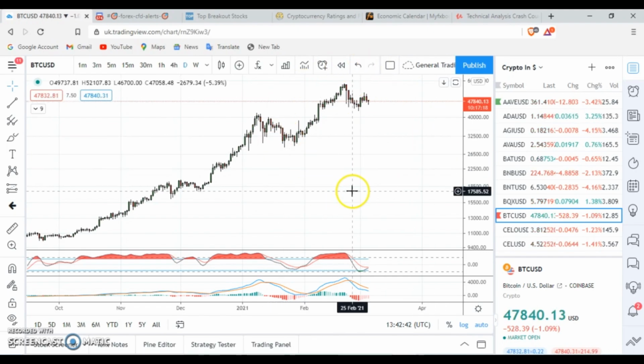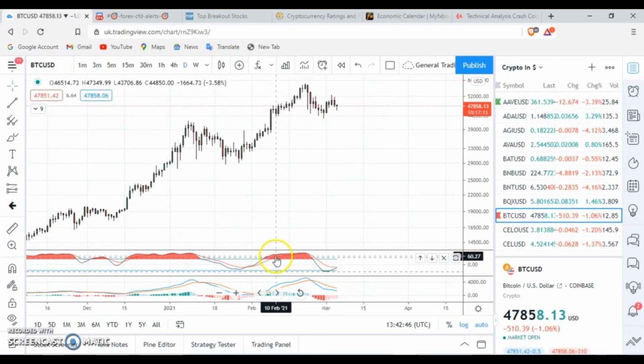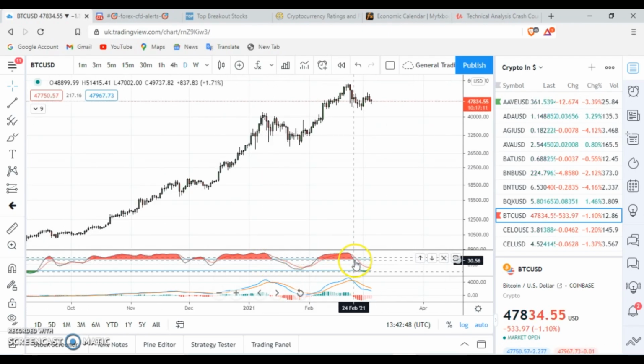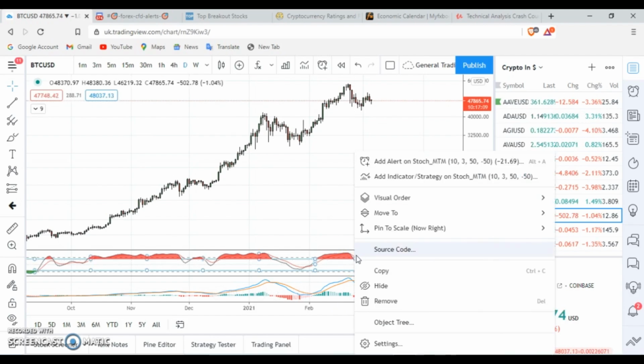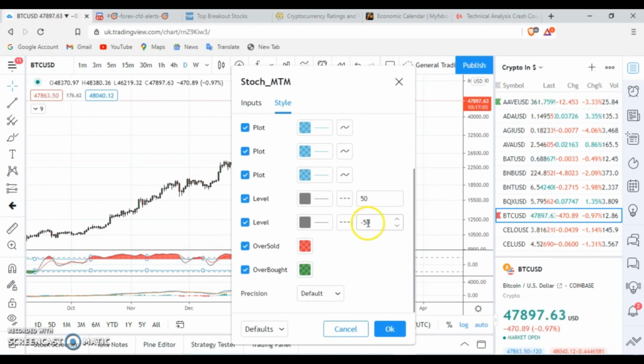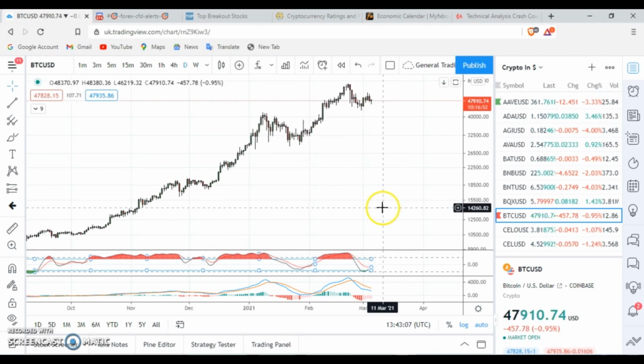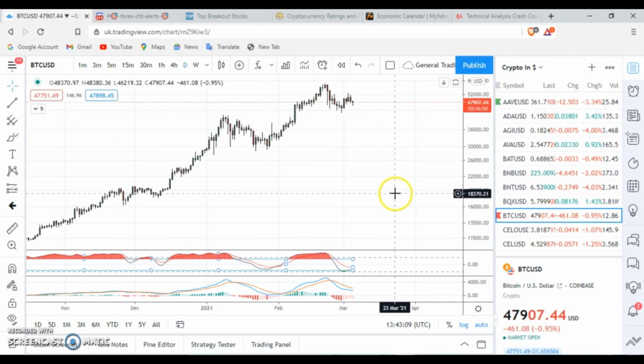So far, TradingView and Stochastic. Basically it's similar to RSI in the sense of overbought, oversold. I go to settings. Again, I like to change this to 50 and minus 50. I think the default is a little bit different, I think it's 40 and minus 40. I like 50 and minus 50, just a little bit more on each side. It just gives you a bit more leeway, just like the RSI, like 80-20 instead of 70-30.